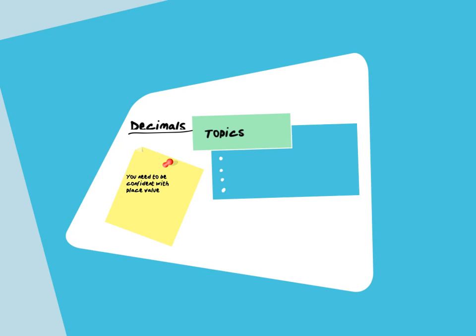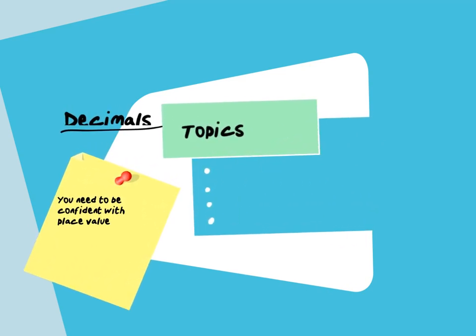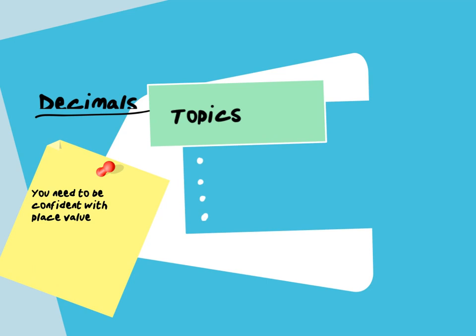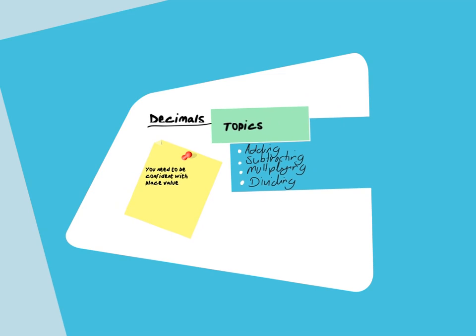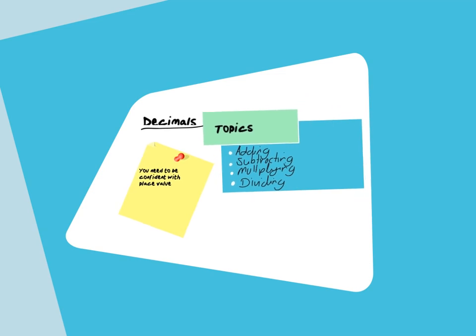Okay, so we're looking at decimals now, and you need to be confident with your place value for this, because we have got 4 different topics. We have got adding, we've got subtracting, we've got multiplying, and we've got dividing. Okay, so you've got 4 different areas that you need to look at when it comes to decimals and how you apply these in certain questions.